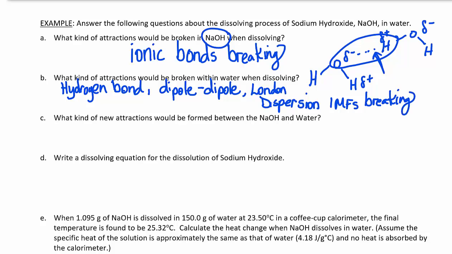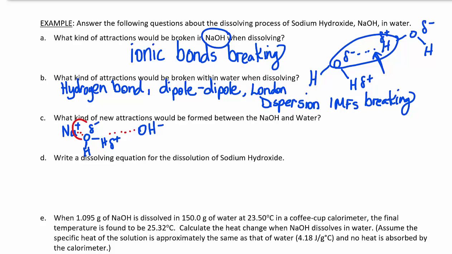What kind of new attractions would be formed between the sodium hydroxide and water? So now we need to think about once sodium hydroxide dissolves in water, you've got your sodium ion, you have your hydroxide ion, you have your polar water molecule, which has a partial negative on the oxygen, and your hydrogen is partial positive. So you have this IMF right here between your sodium and your oxygen, and you have this IMF right here between your hydrogen and your hydroxide ion.